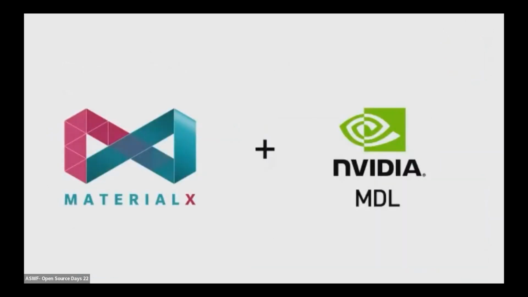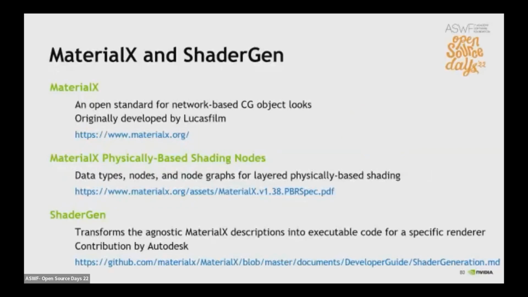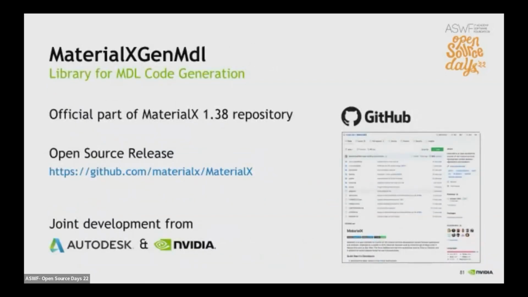Now, having that as a foundation and as a target, we had a project a couple of years ago to support MDL as a backend for MaterialX. That was jointly with Autodesk and Lucasfilm. These are basically the references here for MaterialX, and we are talking about the ShaderGen component that we used, and we created the MaterialX GenMDL backend. This is the library for MDL code generation in the MaterialX repository. It was released officially with MaterialX 1.38. It's open sourced on GitHub, as you know.